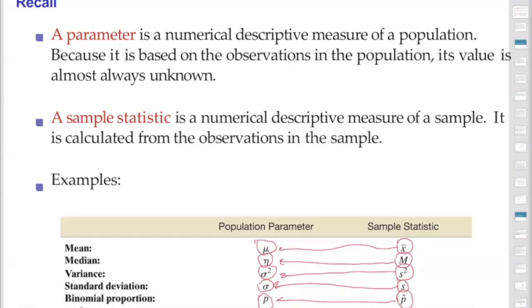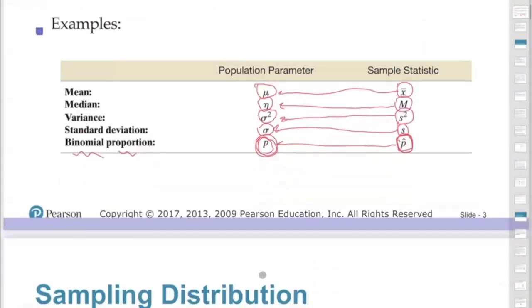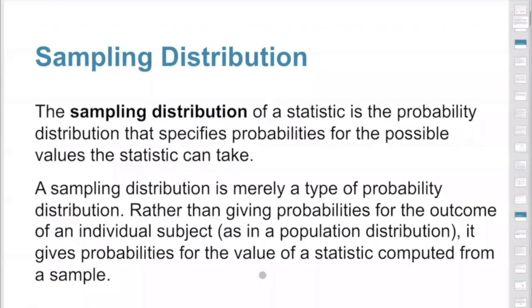This is the binomial proportion. We already know that from chapter number 6, the probability of success. If you remember the binomial distribution, we have two parameters there, N, the number of trials, and P, the probability of success. So P here is the proportion or the probability of success from the binomial distribution. Its estimate is P hat. And we will learn today how we can find the P hat from the sample, okay? So what is the sampling distribution?